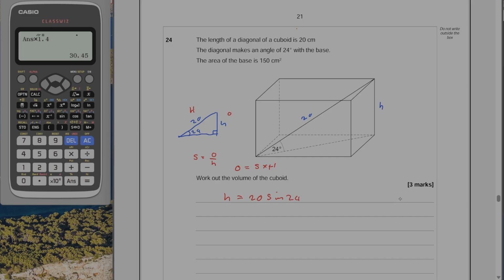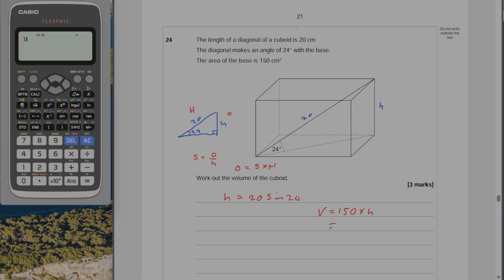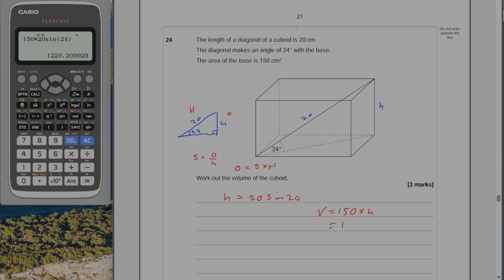And I'm not going to go to my calculator just yet. The volume is going to be equal to the area of the base, so 150 times by H. So that's going to be equal to, I'm just going to type it in there, 150 times by 20 sine 24. So the volume is going to be 1220.2099... So I haven't rounded.